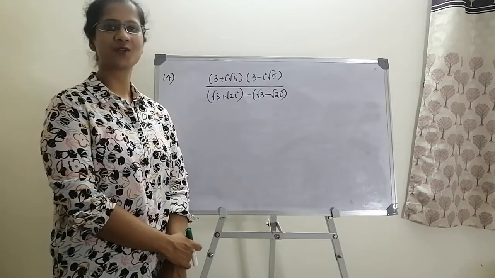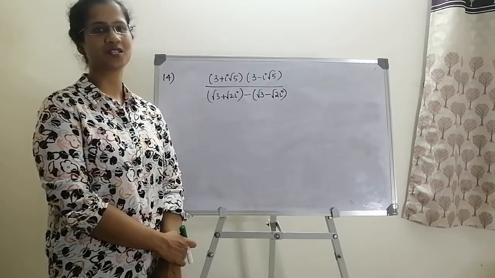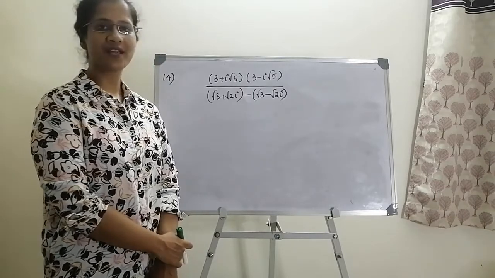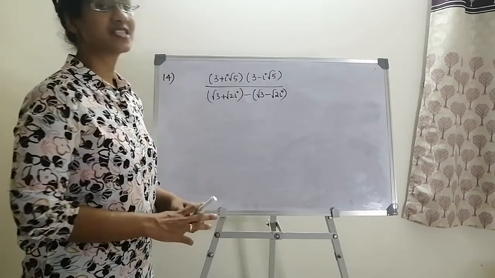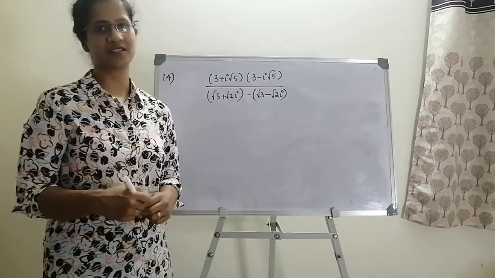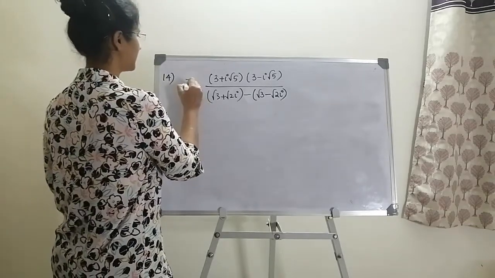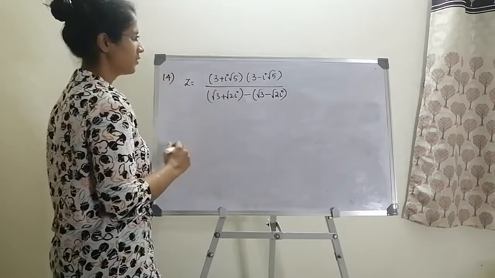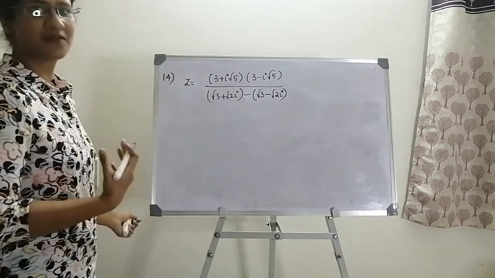So like I have told you all in my previous videos, whenever a question on complex number is written, always denote it as z and then only proceed with the later steps. So I can write this as z is equal to so and so. Now I'll start simplifying the problem.